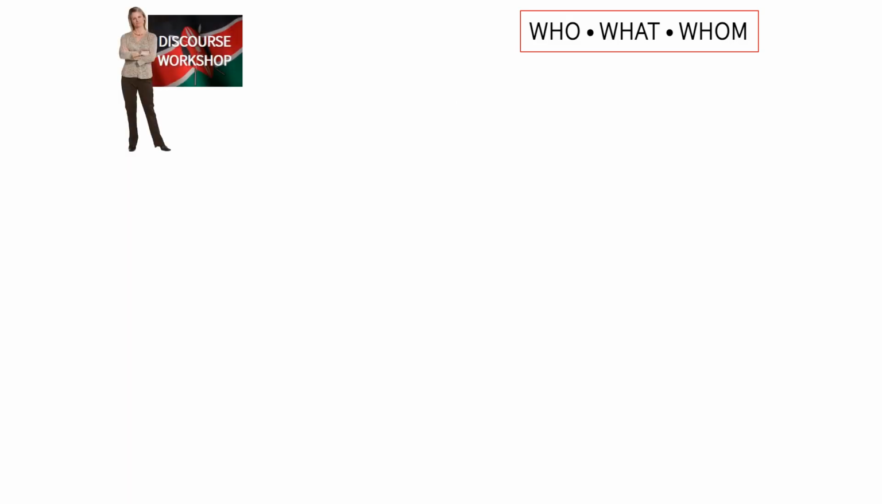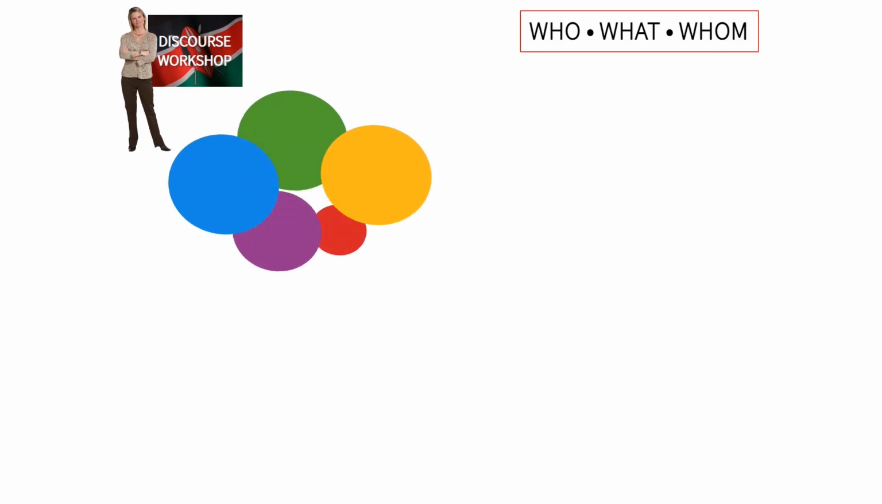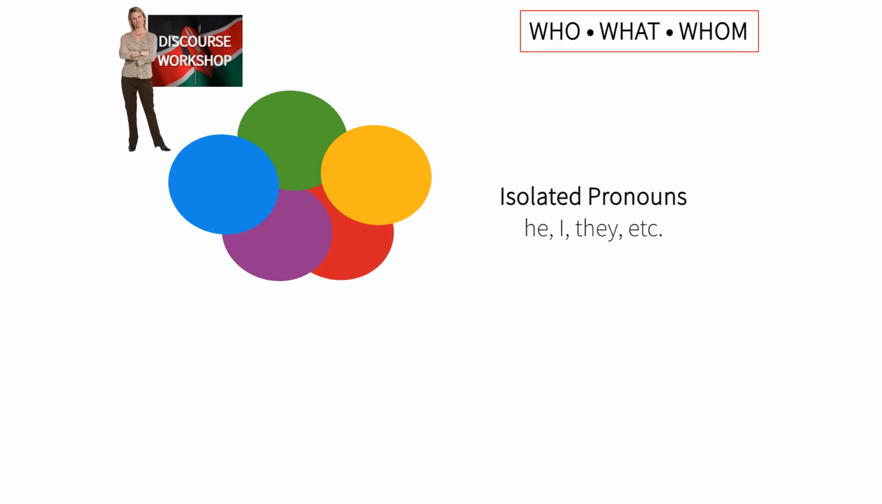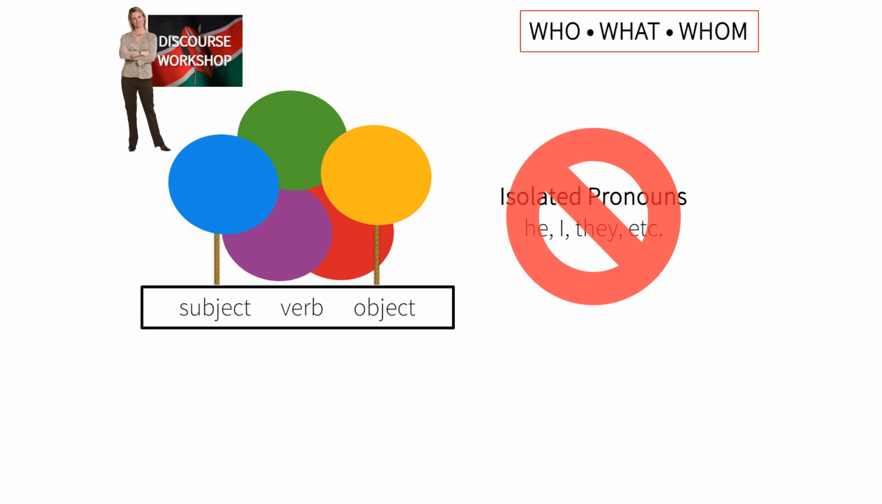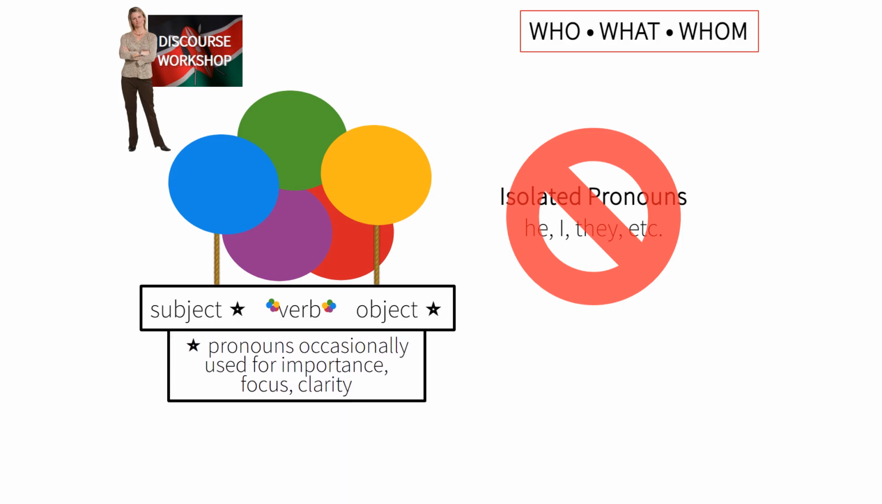Helga Schroeder was teaching a discourse workshop in Kenya with 5 mother tongue translator teams. Their languages mostly do not use isolated personal pronouns like he, I, and they, but use prefixes or suffixes on the verb for both subjects and objects. Isolated pronouns only occur when the person referenced is important, in focus, or not clear from the context.